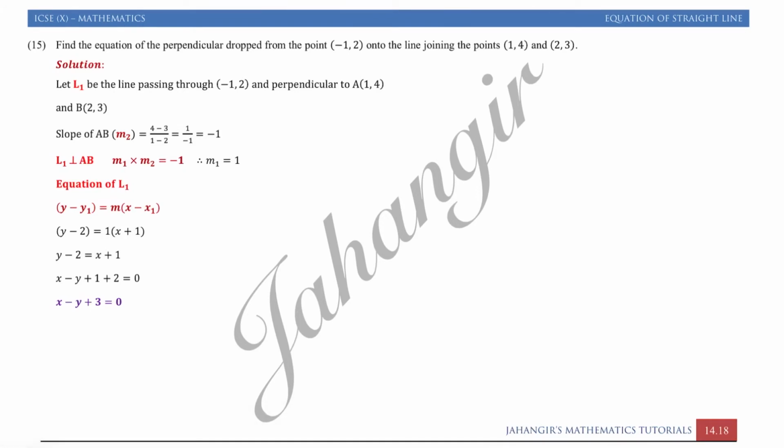Find the equation of the perpendicular drop from the point. See, you have to find the equation of a line which is passing through minus 1, 2, perpendicular drop from the line onto the line joining 1, 4 and 2, 3. So let's say this is our required line L1 which is perpendicular to L2. Let's say this is L2. So now L1 is perpendicular to L2 and you have to find the equation of L1 whose passing point is already given. This is the passing point through which it passes.